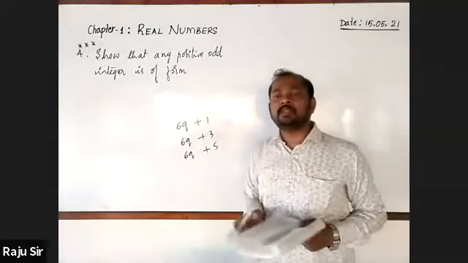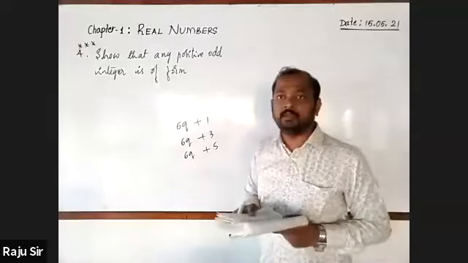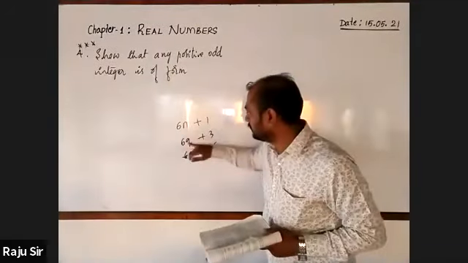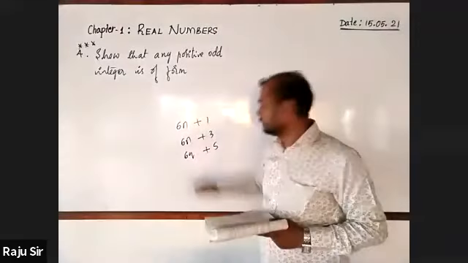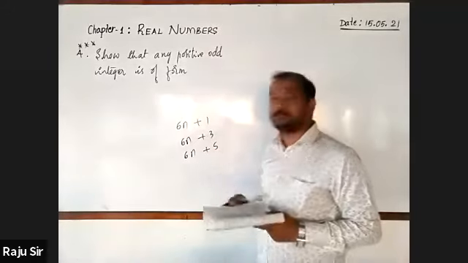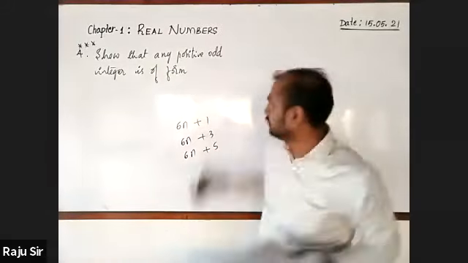But in the examination, what changes had they made? Very simple change. In place of q, they had given 6n. 6n plus 1, 6n plus 3, 6n plus 5, like this. Now, please continue.